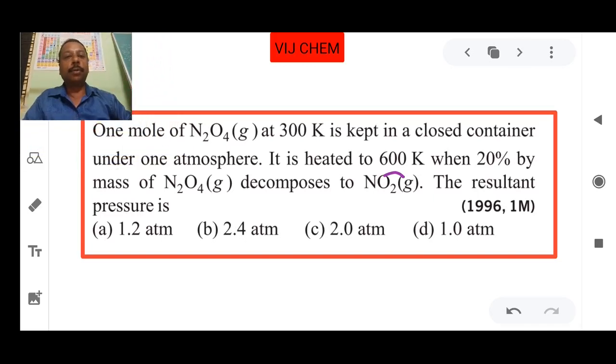One mole of N2O4 is kept at 300 Kelvin in a closed container under 1 atmosphere. Read the question. Already 15 seconds are over. This is a numerical, so it may require time. It is a 1996 question, that old, but a very important, difficult, tricky question.